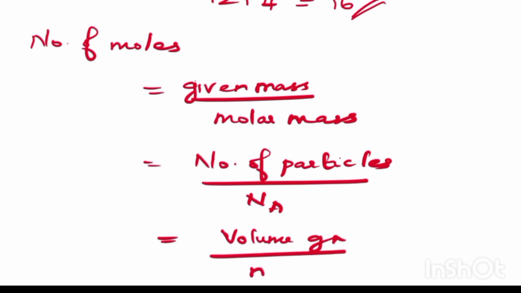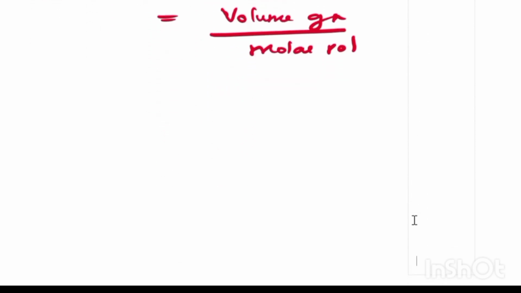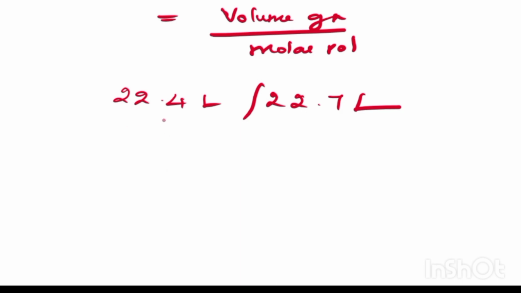divided by molar volume. So what is molar volume? Molar volume is the volume occupied by 1 mole of a gas. Okay, so what is the value of molar volume? Molar volume can be 22.4 or 22.7 liters. So at which conditions it will be 22.4 and under which conditions it will be 22.7, that you should know.